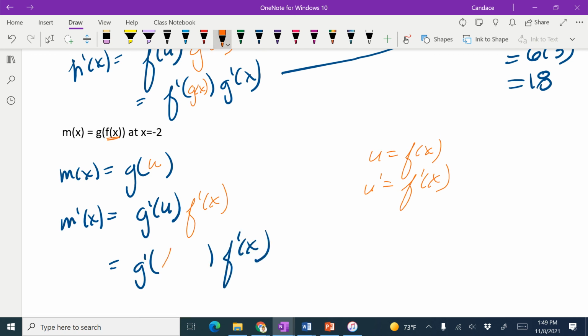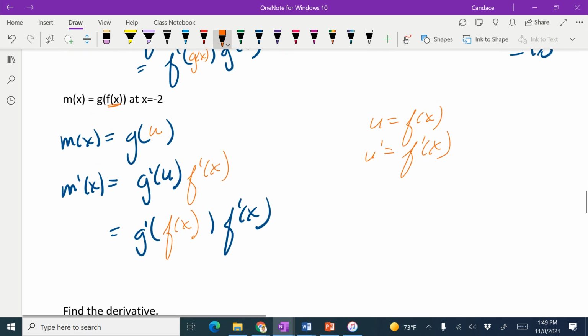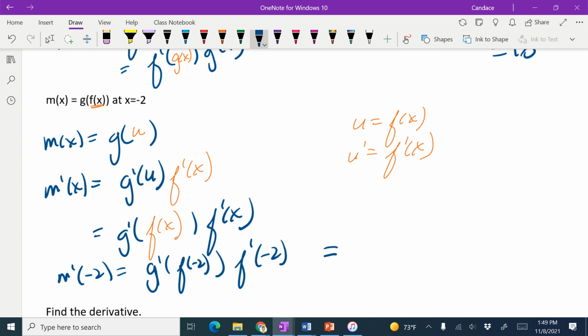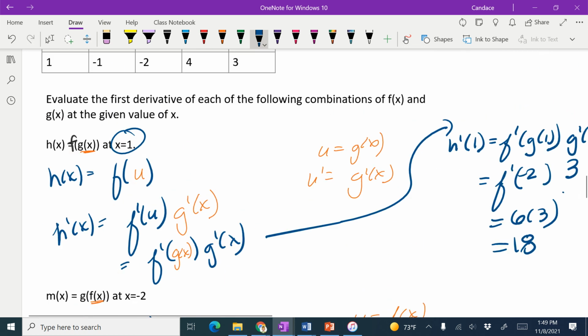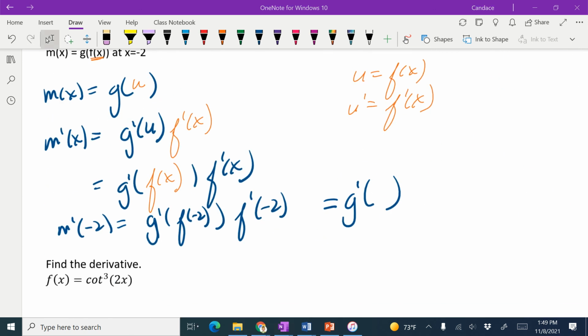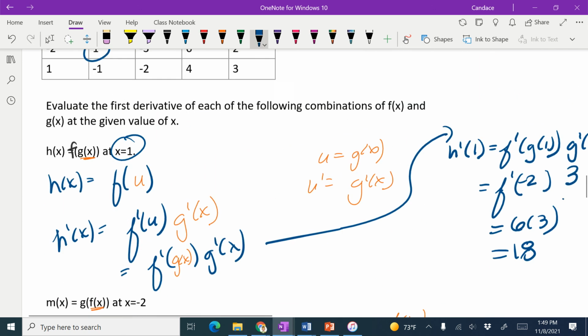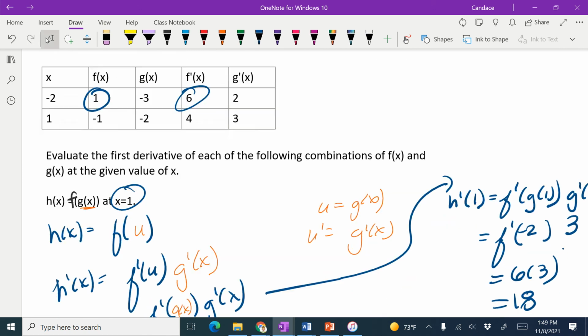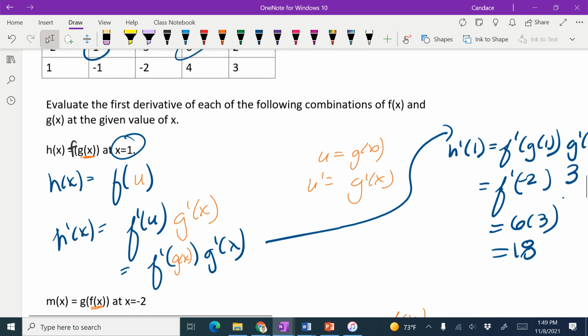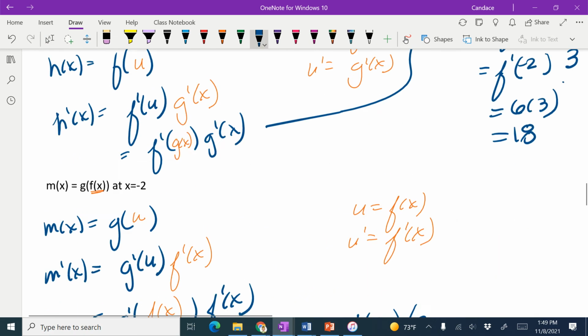So the u I'm substituting back in is f of x. Then we're going to go ahead and plug in our -2. So m prime of -2 equals g prime of f of -2 times f prime of -2. Well, f of -2 is 1. And then f prime of -2 is 6. Then g prime of 1, so g prime of 1 is 3.